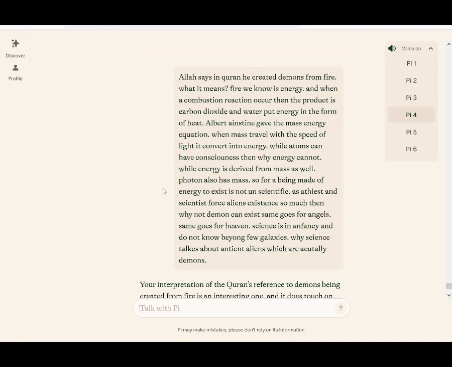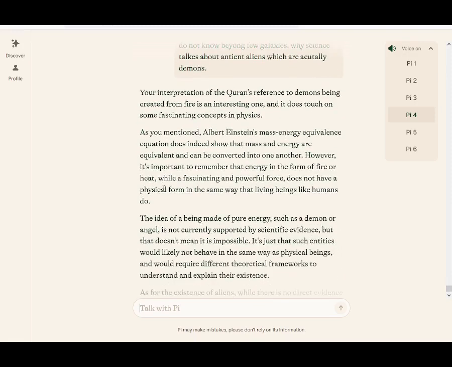Your interpretation of the Quran's reference to demons being created from fire is an interesting one, and it does touch on some fascinating concepts in physics. As you mentioned, Albert Einstein's mass-energy equivalence equation does indeed show that mass and energy are equivalent and can be converted into one another. However, it's important to remember that energy in the form of fire or heat, while a fascinating and powerful force, does not have a physical form in the same way that living beings like humans do.